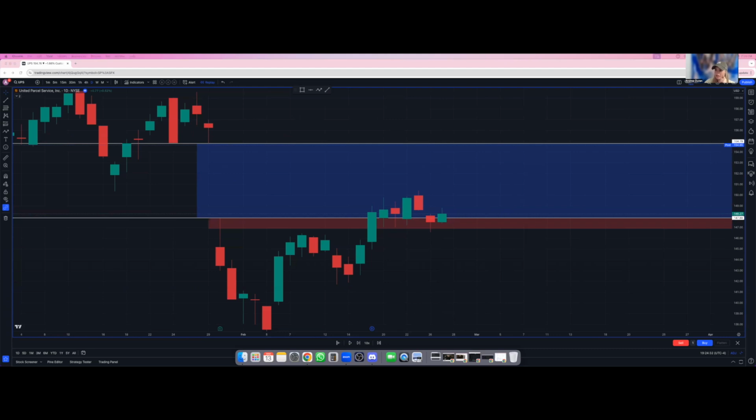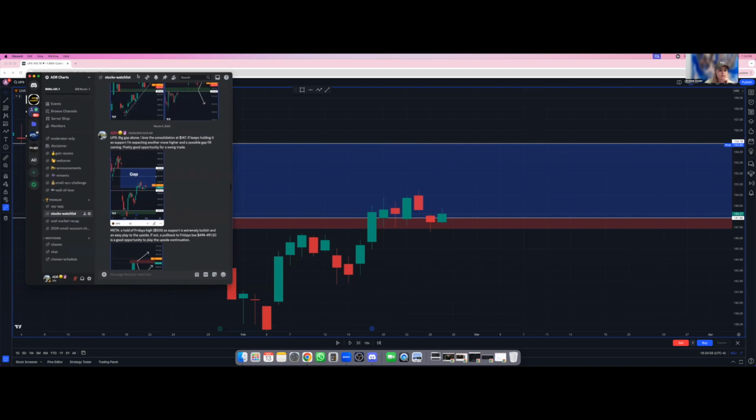I'm trying to find the day that I posted about this trade because I want you guys to see exactly what I was doing, what my plan was there, and what I posted on my Discord. Yeah, it's here, right here. Okay, I have it here.